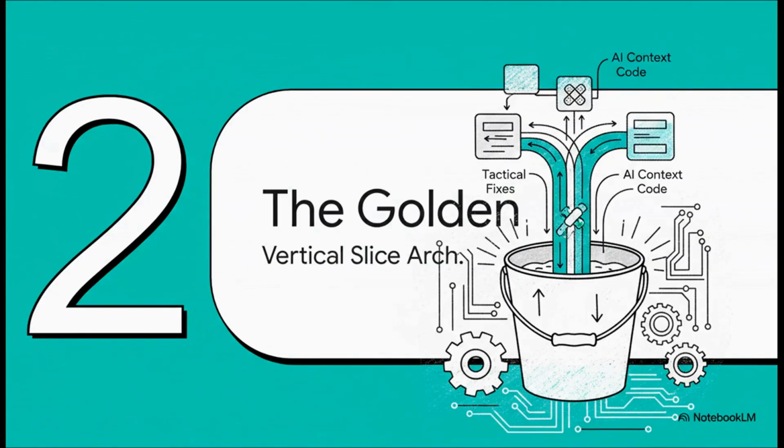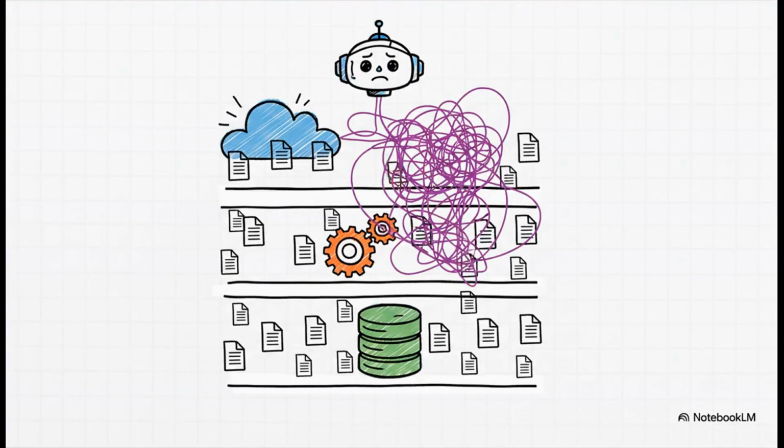Okay, so those were the tactical fixes, the stuff you can do to plug the leaks in the bucket. But now, let's talk about the real strategy. Let's talk about building a better bucket from the very beginning. This is what we call the golden rule, and it will fundamentally change how your AI interacts with your code base. So here's a hard truth for you. That traditional layered architecture that probably most of us use, with separate folders for your APIs, your models, your services, it's actually really inefficient for an AI to work with.